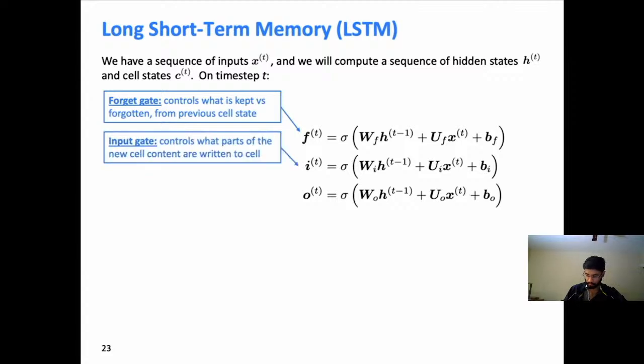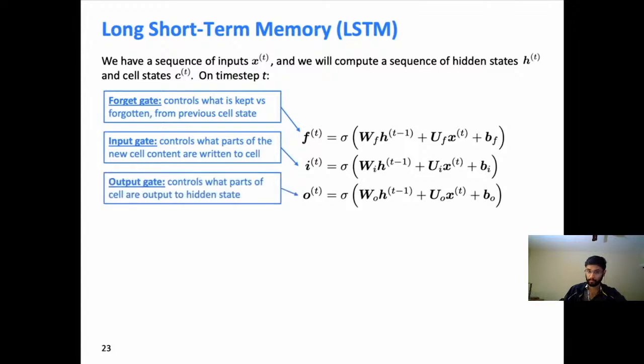The next gate is called the input gate, and this one controls what parts of the new cell content are written to the cell. So you have this memory cell, and this is controlling how and what you get to write to the memory cell.